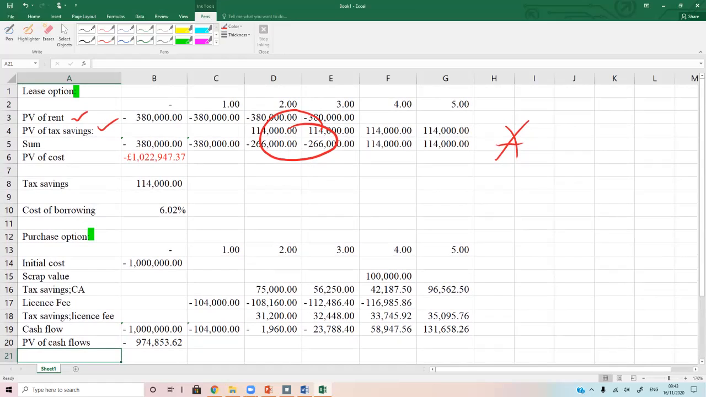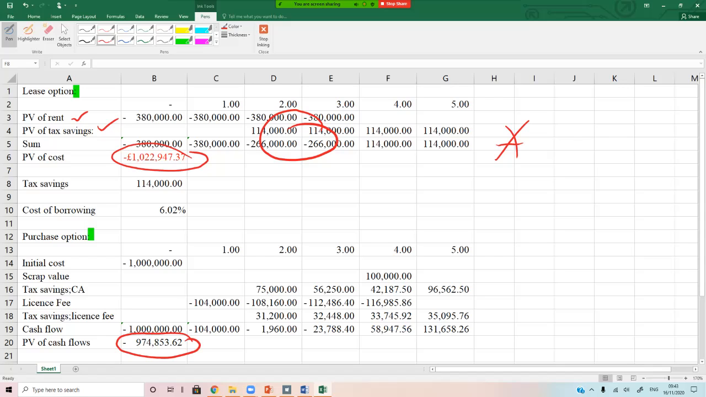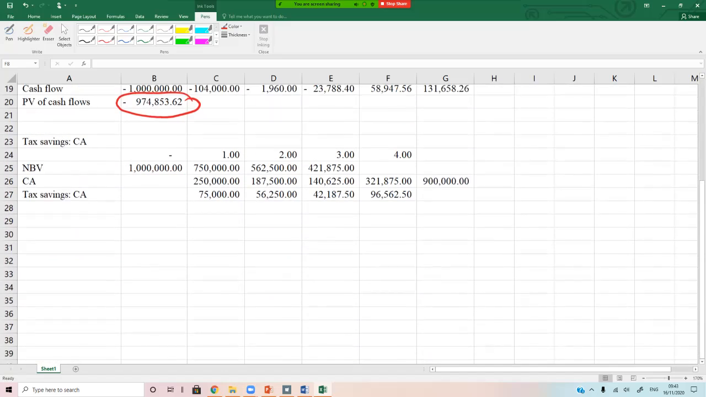Buy. Yeah, the company should definitely buy the asset. Because if you decide to lease the asset, there's an amount you'll be paying in today's terms, present value terms. You'll be paying 1,022. If you decide to purchase, this is the amount you'll be paying in present value terms. The company should therefore buy the asset since it has the lowest present value.